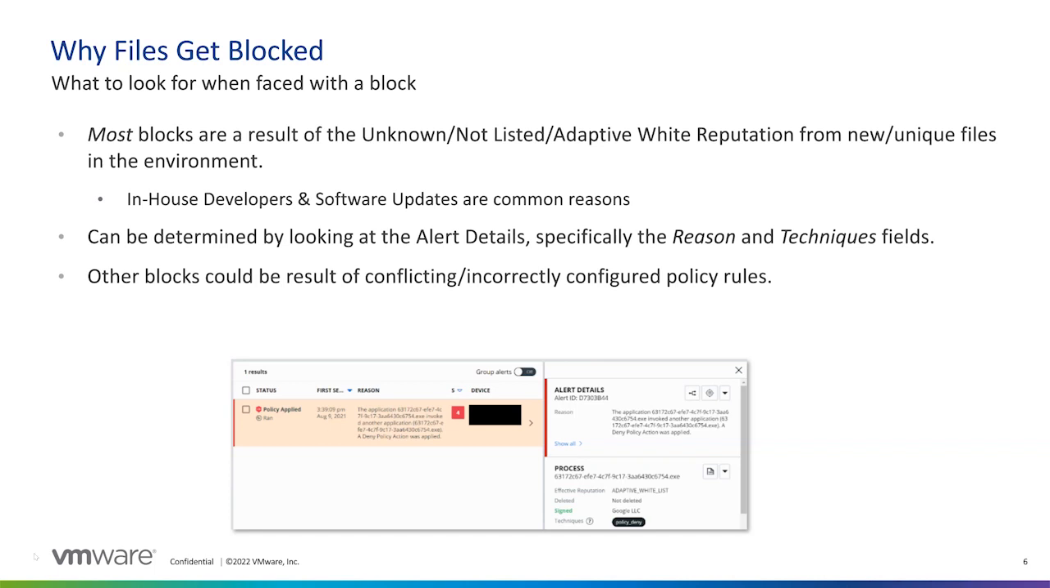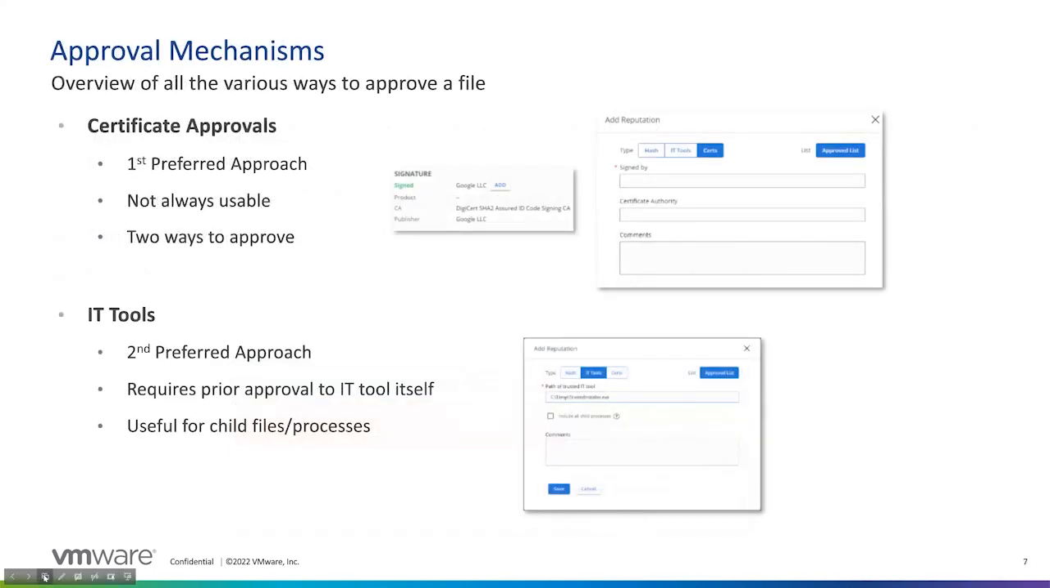With that said, we'll jump into the next page. We're going to start off with what I consider the lowest level of approval. They're kind of equal, but basically my preferred approach first, and that would be certificate approvals. They're incredibly easy to leverage. You know exactly what you're approving. Typically, the publisher will sign a few of the files in your environment at least, and any file, again, that has a certificate approval will receive that local white reputation.